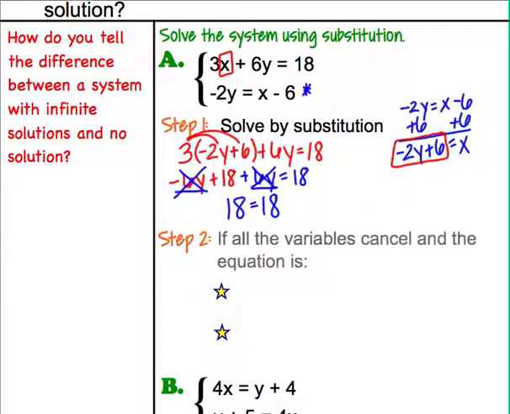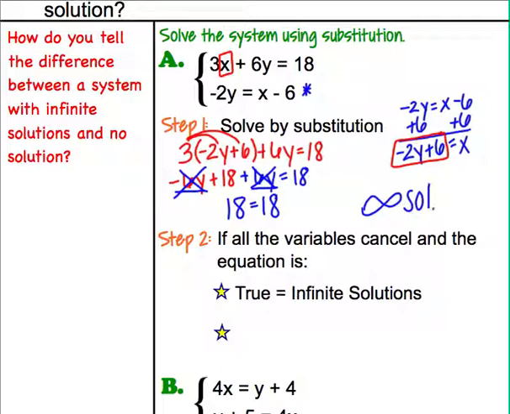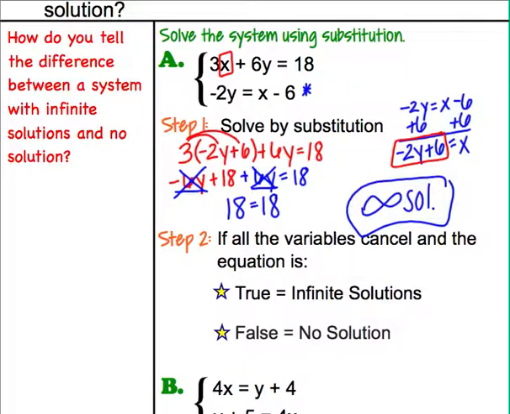So we're going to take a look at if all the variables cancel, which ours did, and what the equation looks like. If the equation is true, which in our case 18 does equal 18, that means we have infinite solutions. I know a lot of you are going to want to go 18 equals 18, my solution is 18. But if the variables drop out, that means that anything will work in those variables to get it to be true. Which means that our solution here is we have infinite solutions. Now on the other hand, which we'll see some examples today, if the statement is false, say it had been 16 equals 18, then it would be no solution.